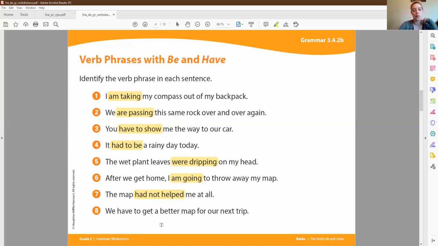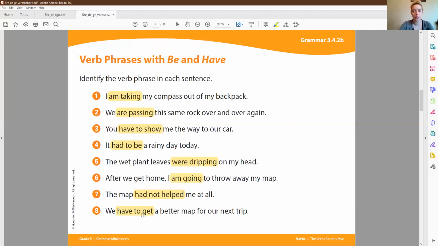All right, and number 8, we have to get a better map for our next trip, okay? Again, I'm thinking, what's the action in that sentence? The action is going to be get, okay? So our verb phrase is going to be have to get, okay? We wouldn't say we get a better map for our next trip, okay? No, we have to get a better map for our next trip, so have to get would be that entire verb phrase.